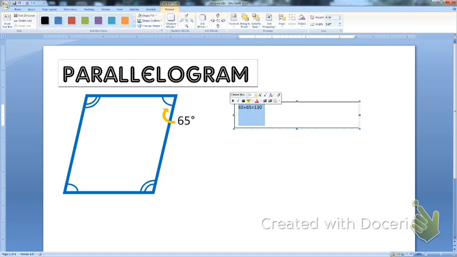We'll make it bigger so you can see. We'll make it pink so it's beautiful. No, I'm just kidding. I'm not going to do that. Okay. That's what I've done. I've only added the angles that I know.